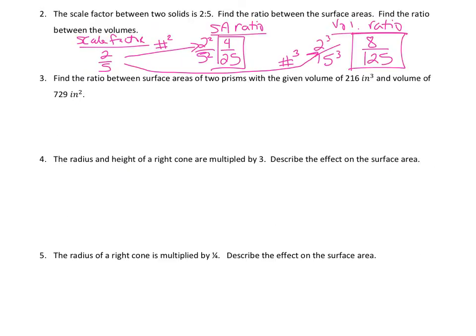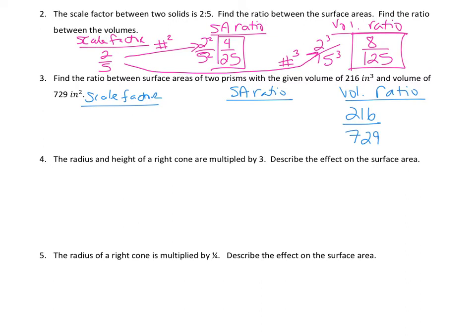Now if we need to move backwards, so number 3, we are given the volume ratio and we need to find the surface area ratio. So let's set up our paper with 3 separate columns again. And you might be wondering, why do we need the scale factor ratio column? It's because the only way to get surface area is if you have the scale factor. So we need to use our volume ratio, work backwards to the scale factor, and then use the scale factor to go forwards for the surface area ratio.